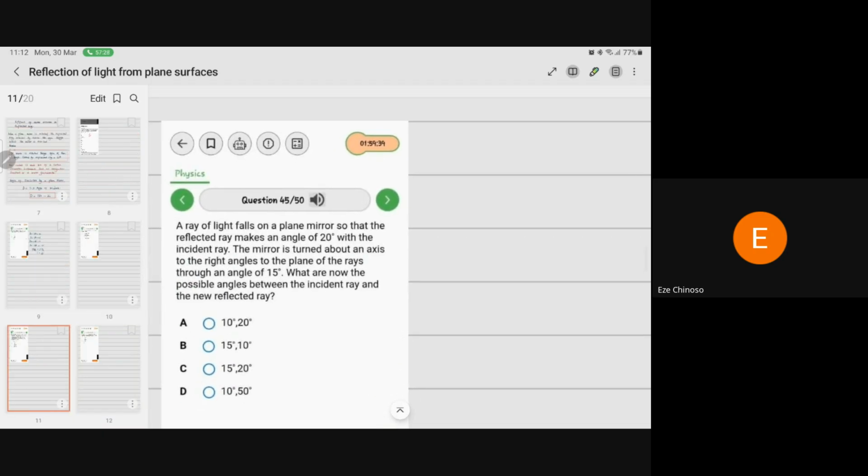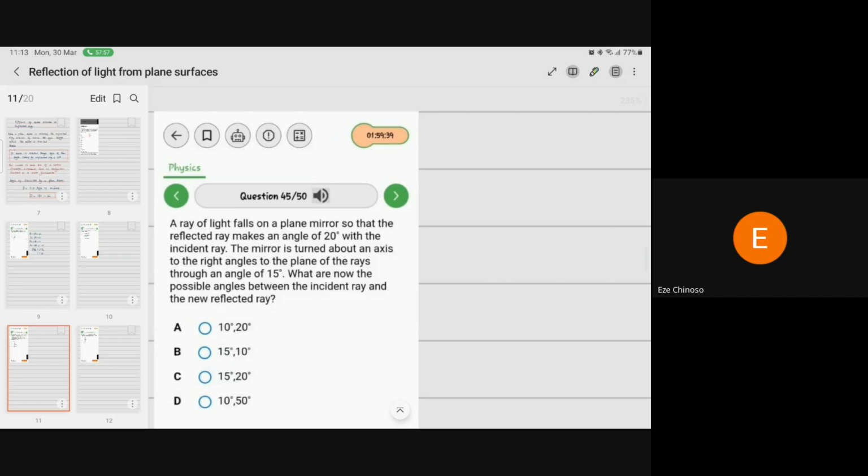Now, this one said, a ray of light falls on a plane mirror so that the incident ray makes an angle of 20 degrees with the reflected ray. The mirror is turned about an axis at right angles to the plane of the rays through an angle of 15 degrees. What are now the possible angles between the incident ray and the new reflected ray? So who is working on this for us? Who wants to try? Anybody?